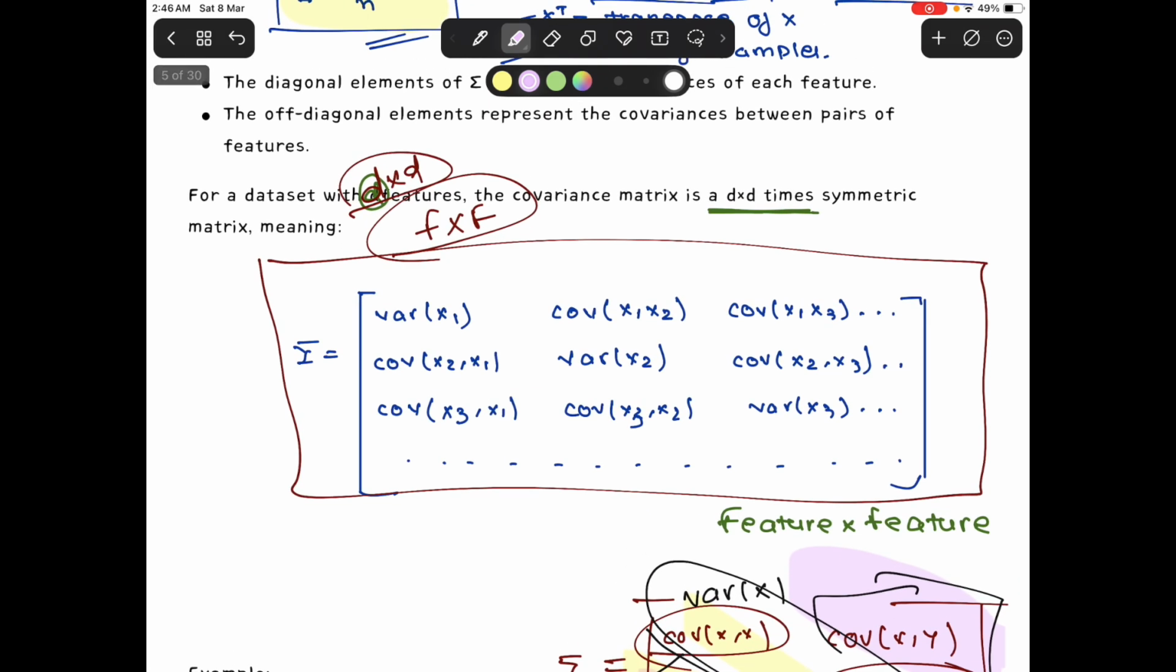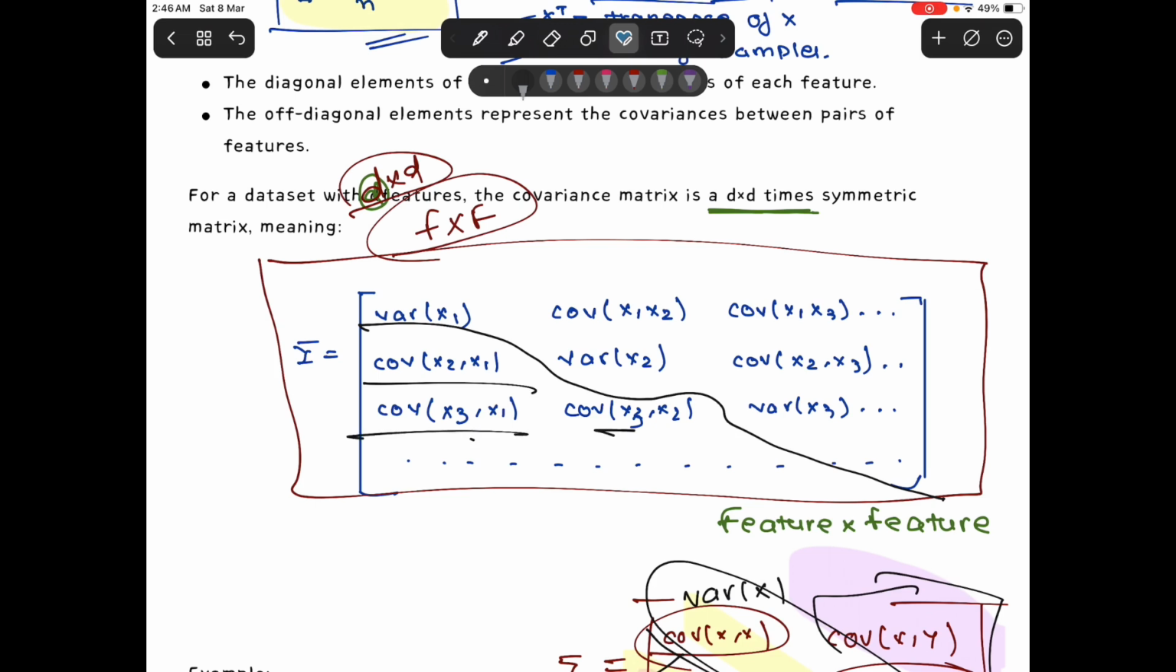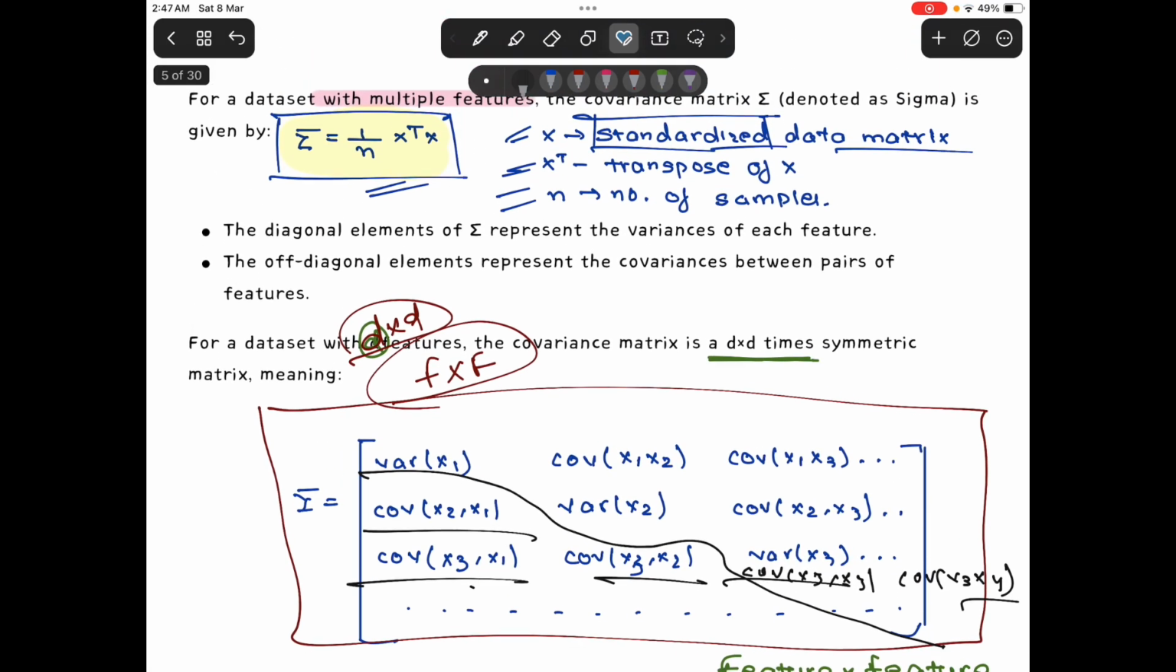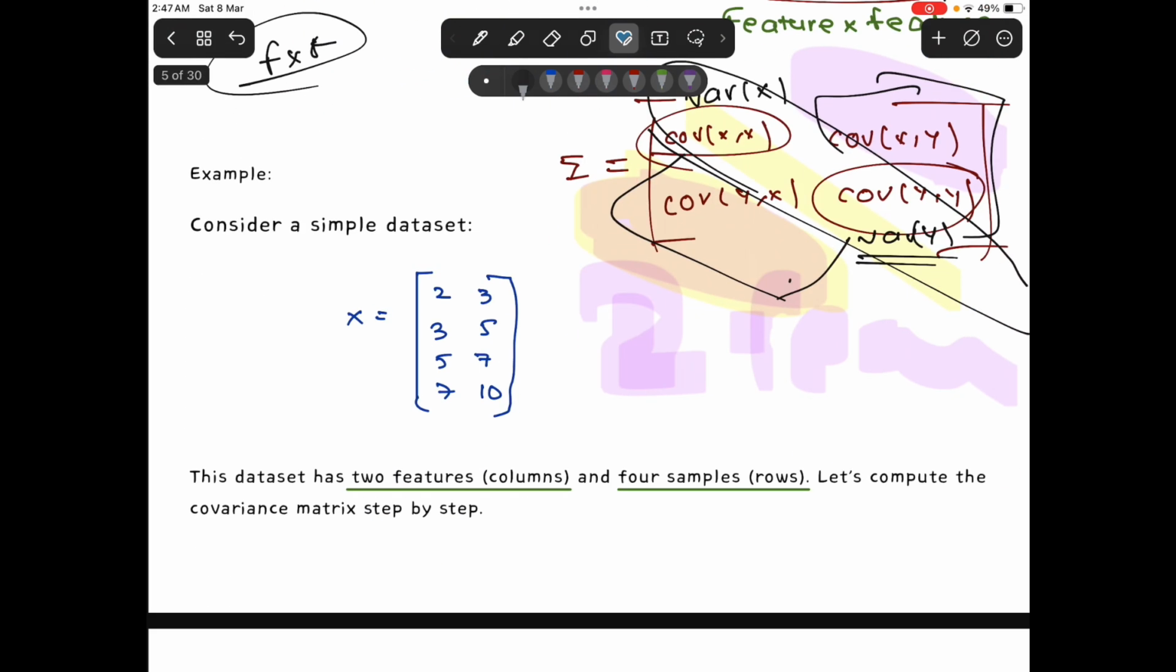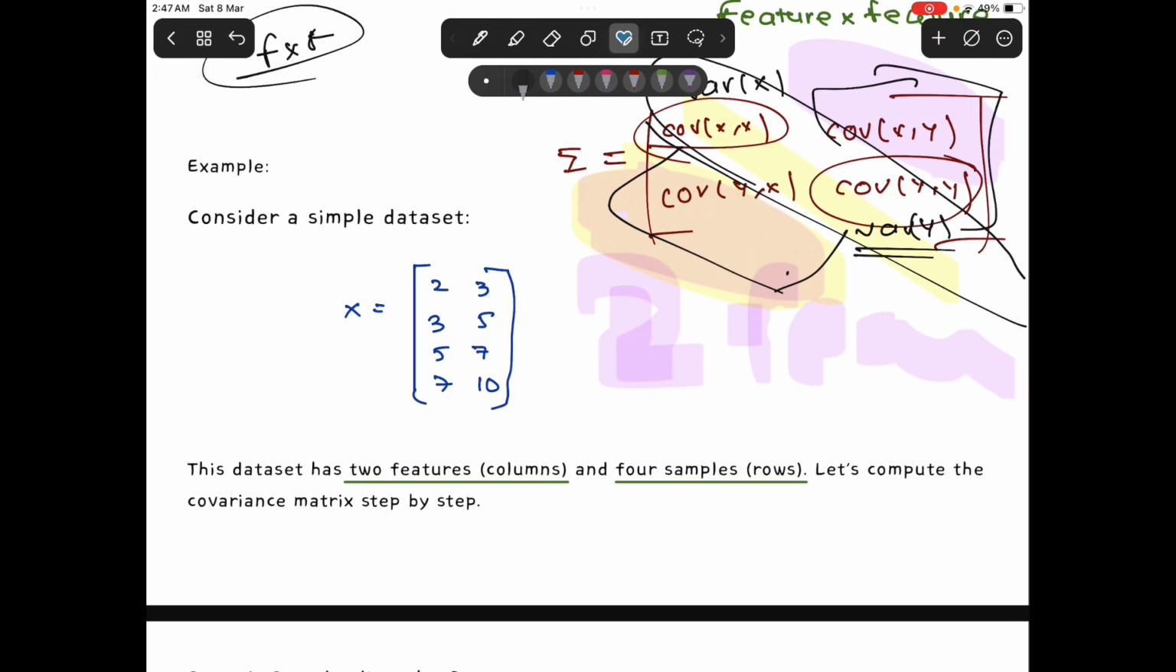This one is for a larger number of features. It is the same thing. The diagonal will be variance only up to the last, and the rest will be just like a normal matrix. Covariance of x2 x1, covariance of x3 x1, x3 x2. Then covariance of x3 x3. Similarly, covariance of x3 x4, like this up to xn. So this is a covariance matrix, and its dimension will be number of features into number of features. Remember this.